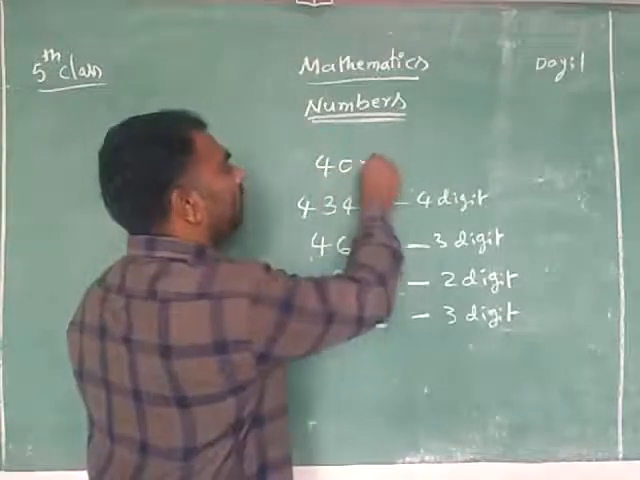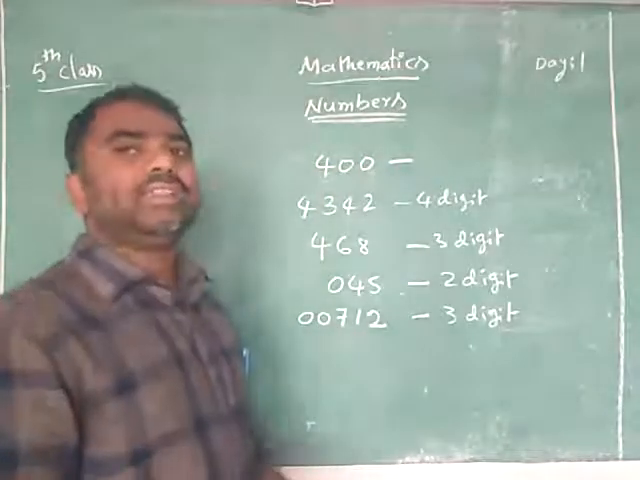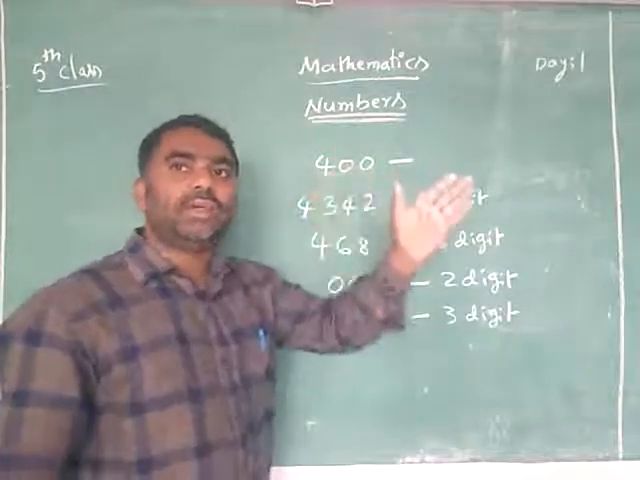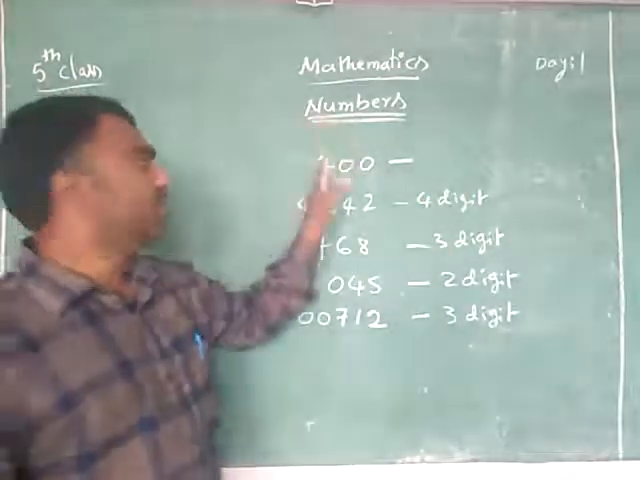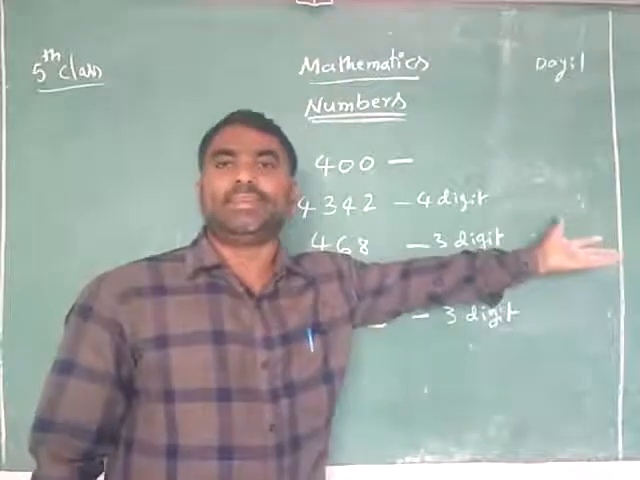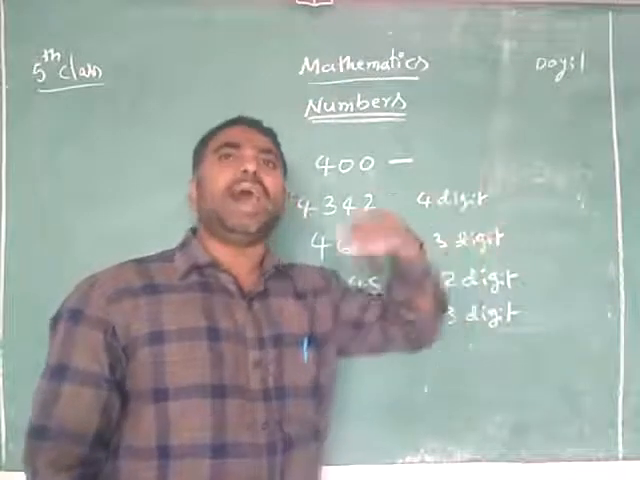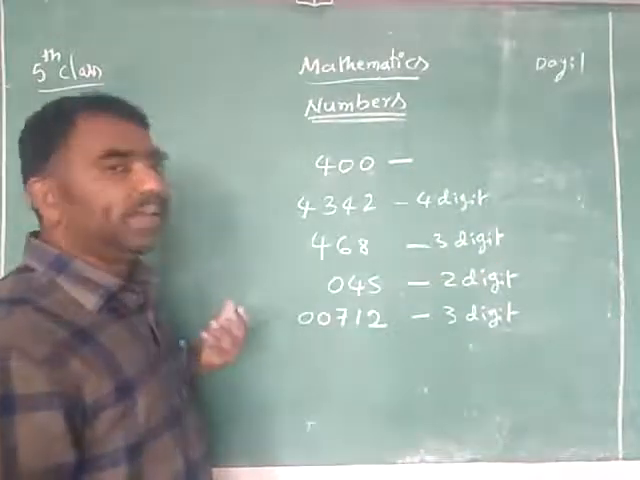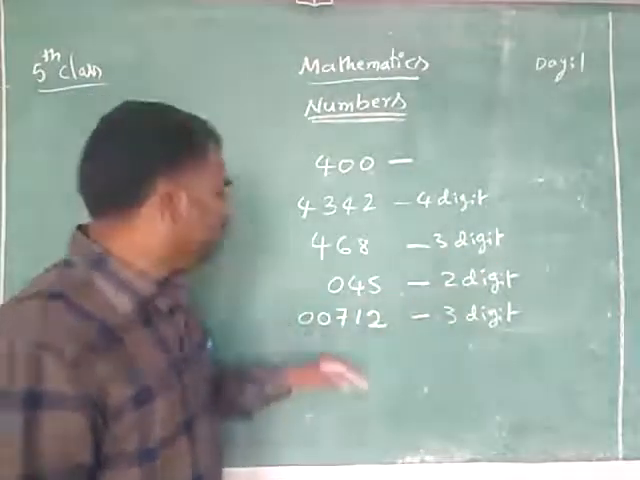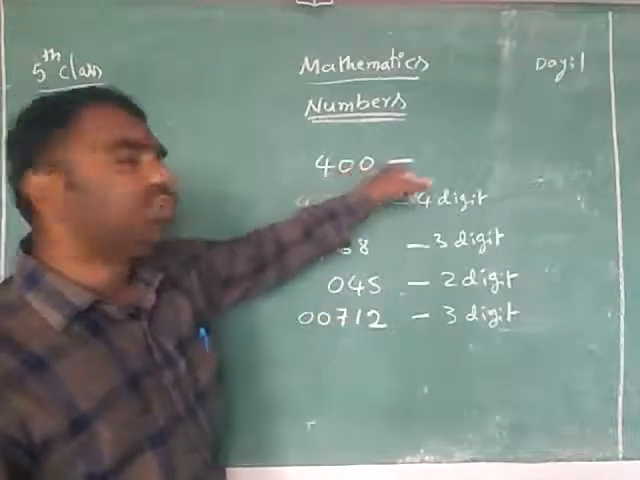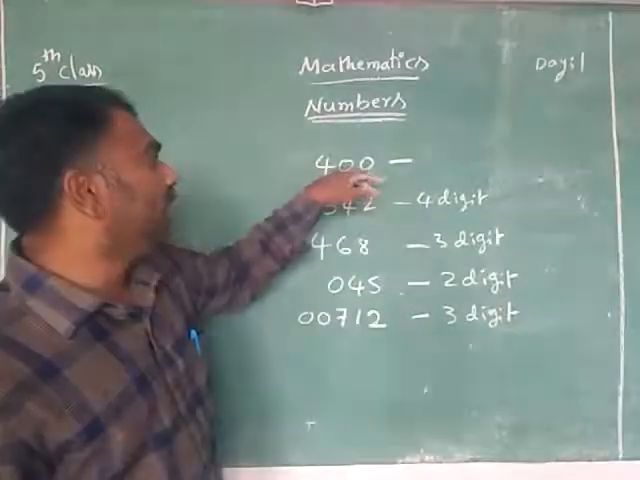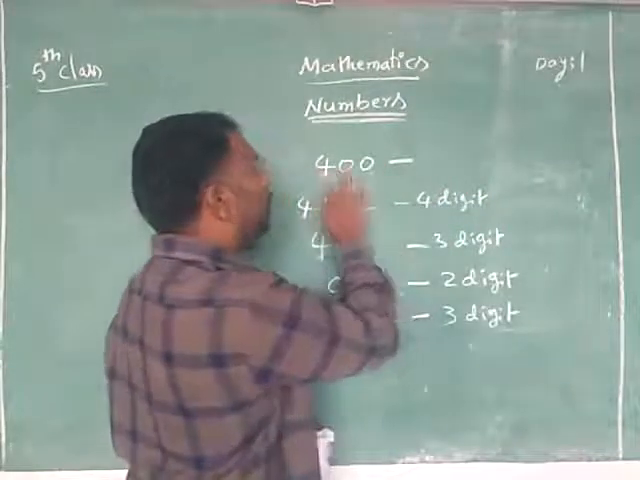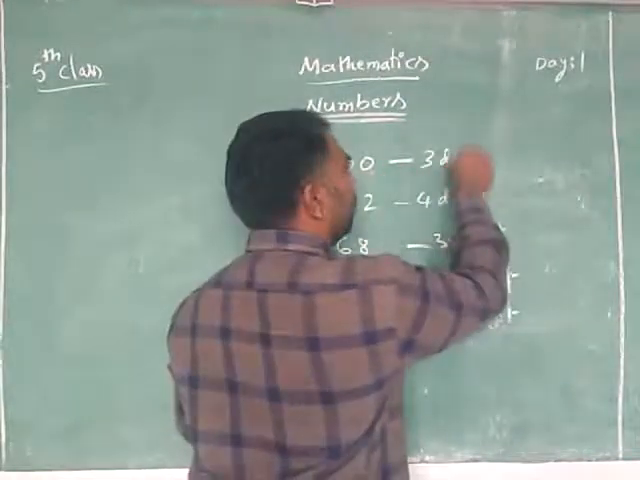Suppose I have given a number like this. How do you read this number? Is it 4? No, it is 400. So these zeros are valid because these zeros are on the right hand side. The zeros which are in the middle or right hand side are valid. The zeros which are on the left hand side are not valid. So these zeros are not valid, but these zeros are valid. So we call this 400. 400 means 1, 2, 3. It is a 3 digit number.